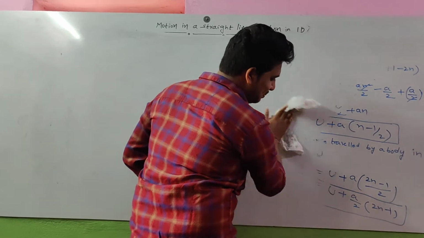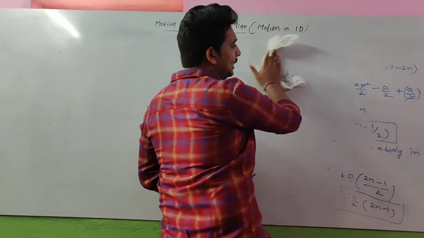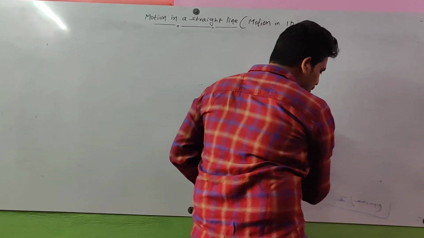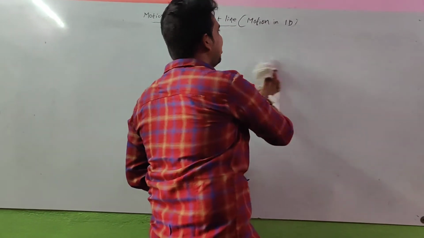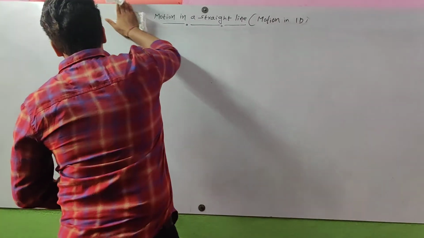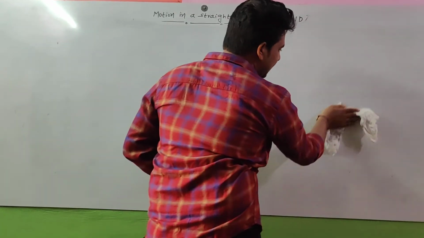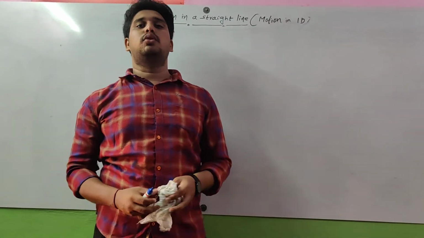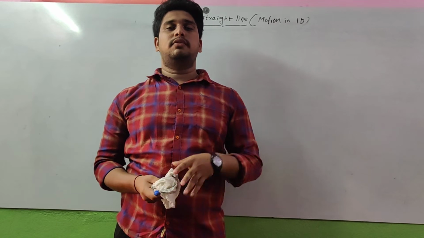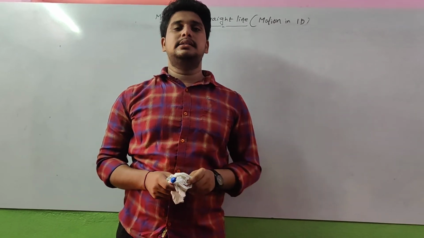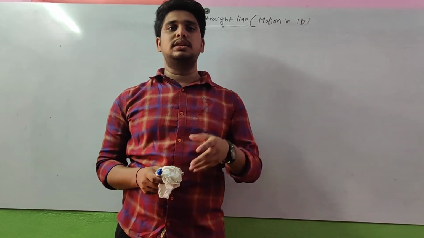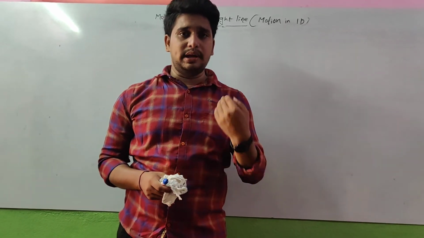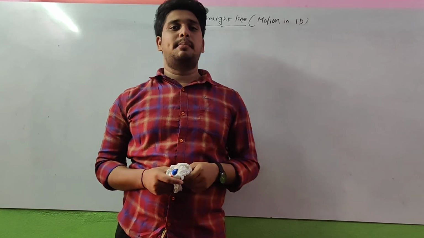In total, I explained the 4 equations of motion in 4 lectures. Please go through them because these equations of motion are very important. If any body moves in uniformly accelerated motion, then it satisfies these 4 equations. I hope you all understood my lecture. In the coming lecture, I will discuss problems based on this 4th equation.